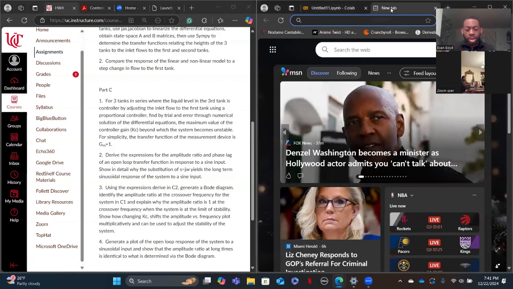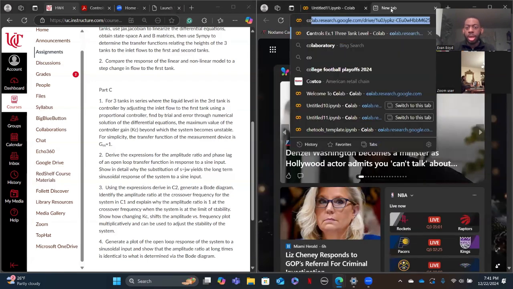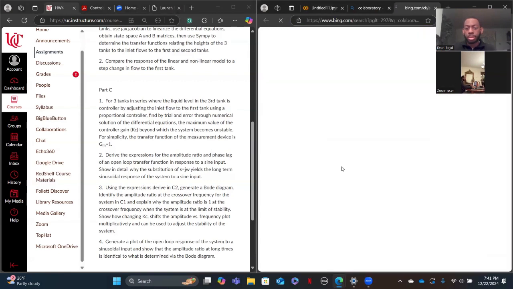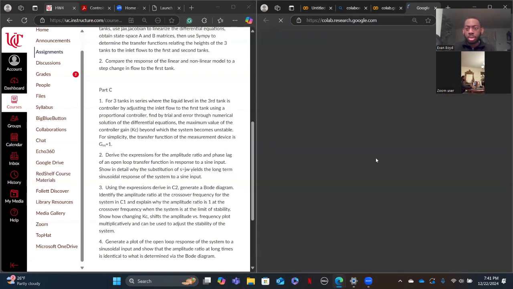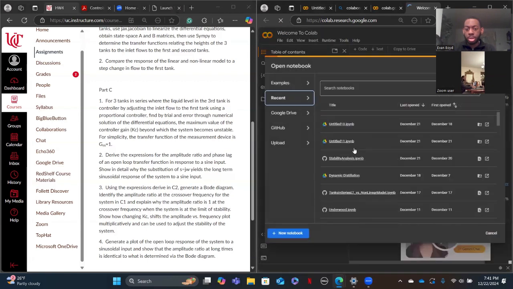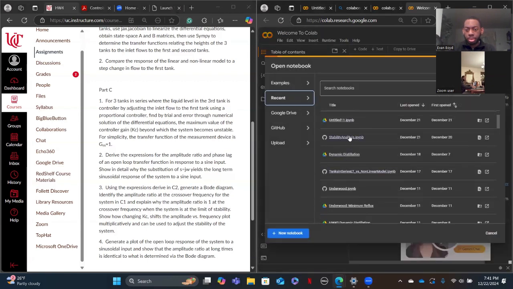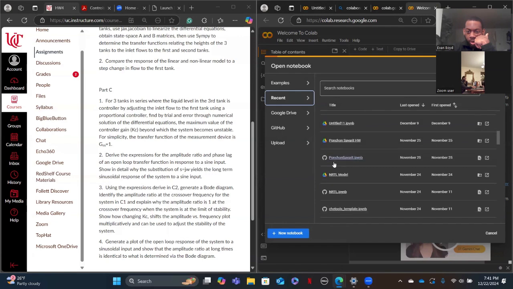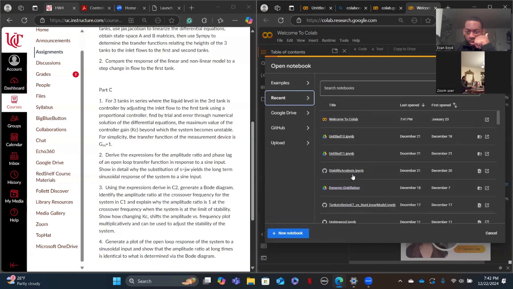So let me put what we have. Colab, open notebook, and then this should be the stability analysis. That's what we're currently doing. I did do it the other day.